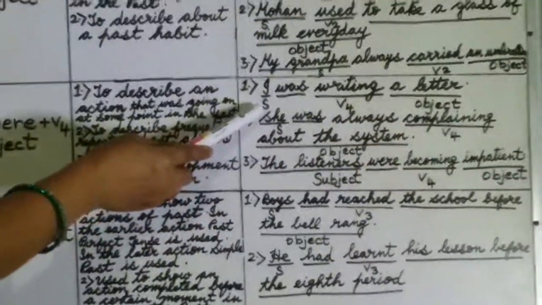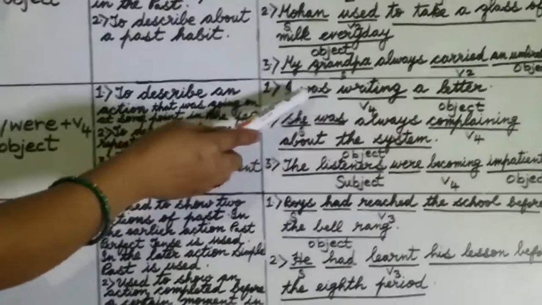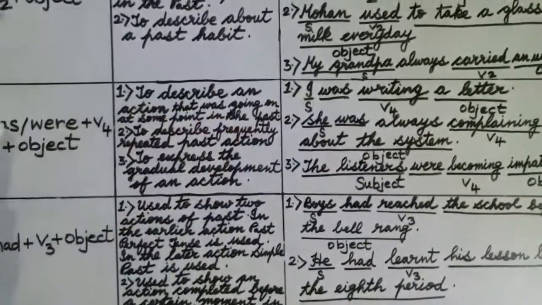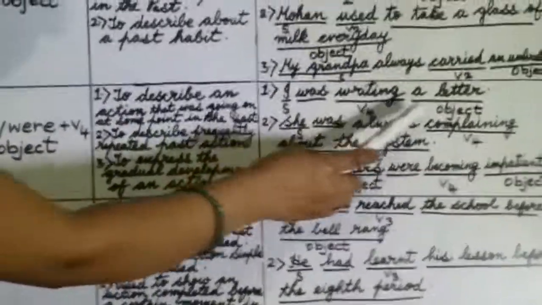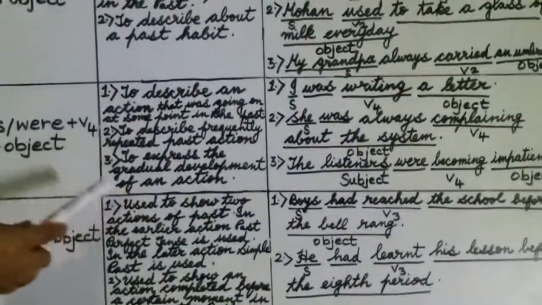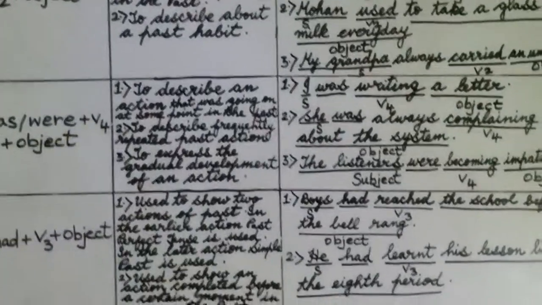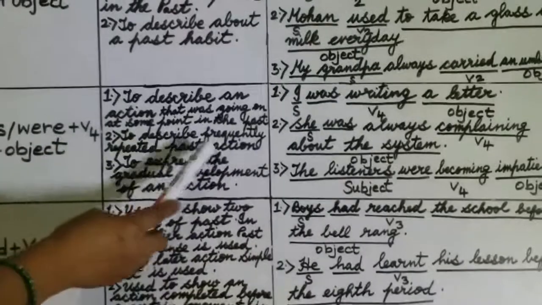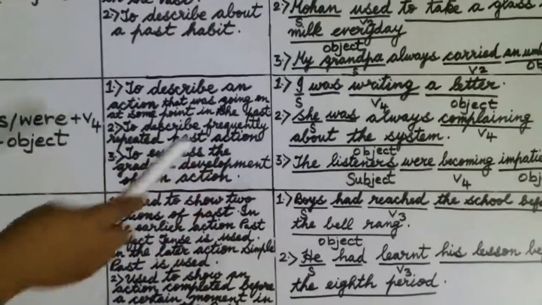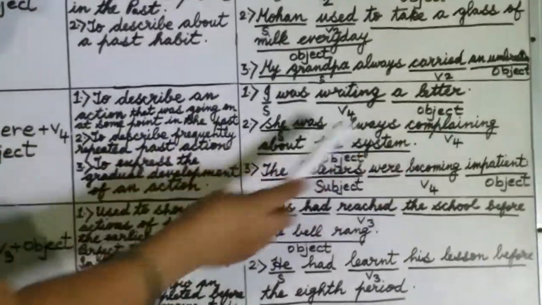I is the subject in this sentence and was is used with singular. So was is there according to the structure and writing is the V-ing, fourth form of verb, and the rest is the object. Now coming to the second usage of past continuous tense. To describe frequently repeated past action. She was always complaining about the system.